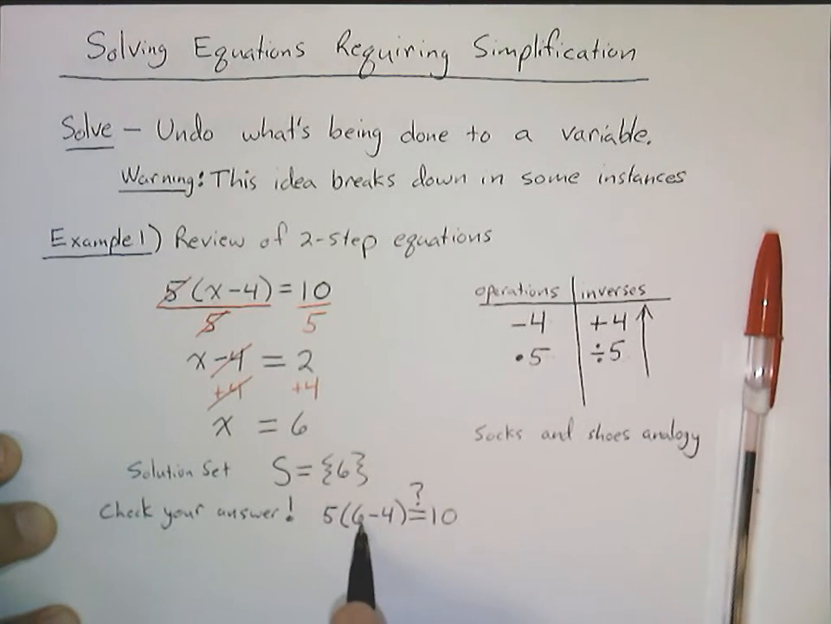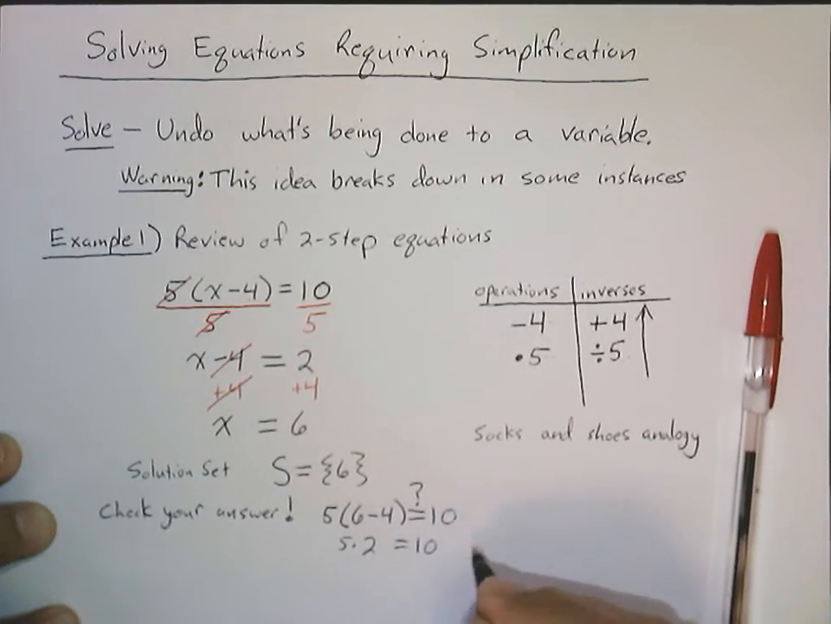And so let's see here, 6 minus 4 is 2. 5 times 2, does that equal 10? Yeah, it does. We did it right. Fantastic.